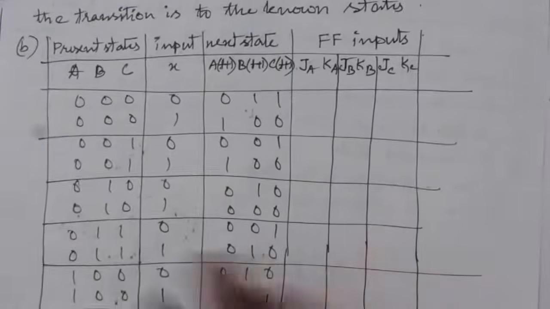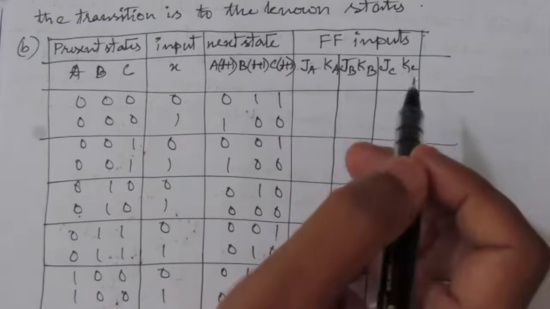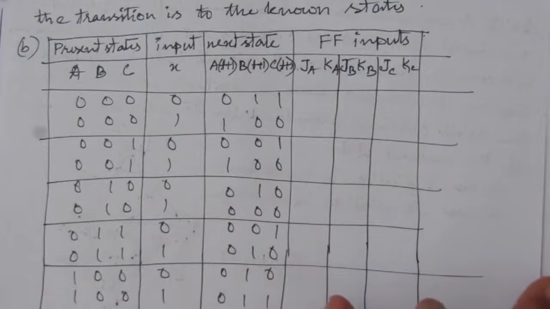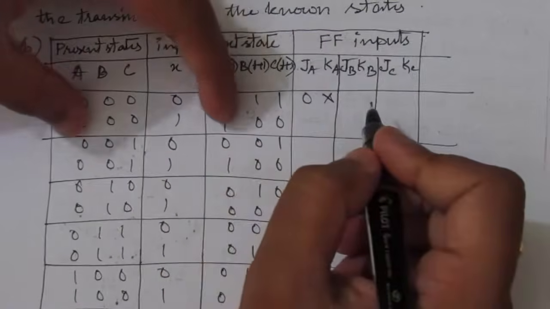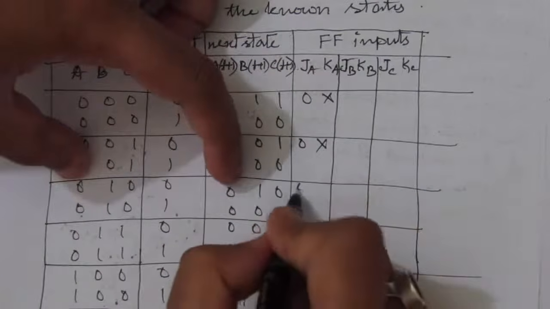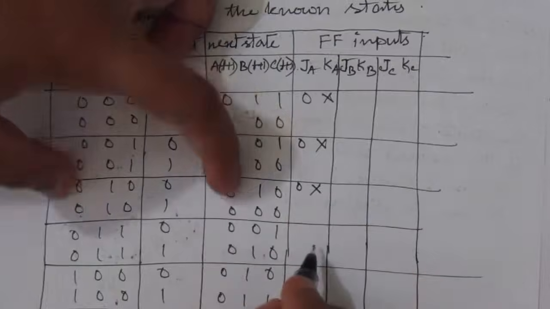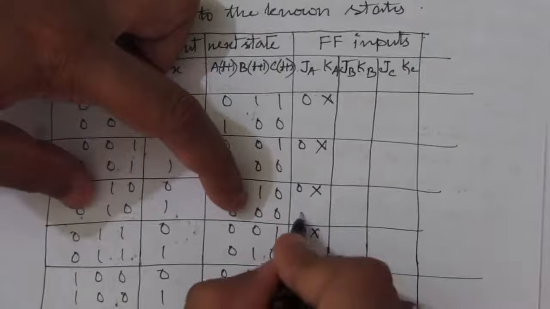So we have got the present state and the next state values, and using the excitation table of JK flip-flop, whenever the present state and the next state are both 0, J is equal to 0 and K is a don't care condition. So JA and KA will be 0, don't care. For this one also 0, don't care. Here also we have 0 0, so 0, don't care. Here also 0, don't care.